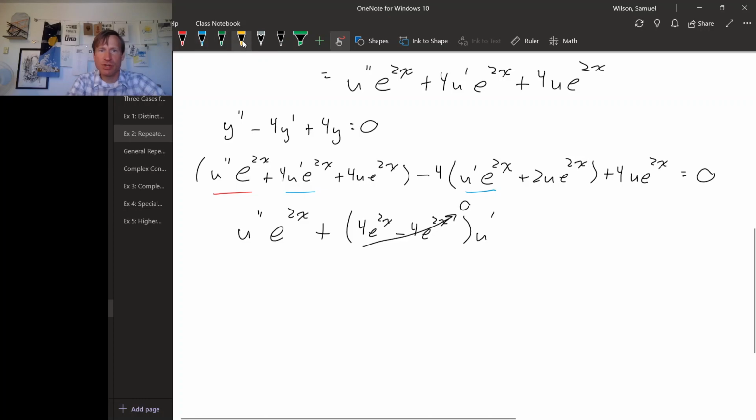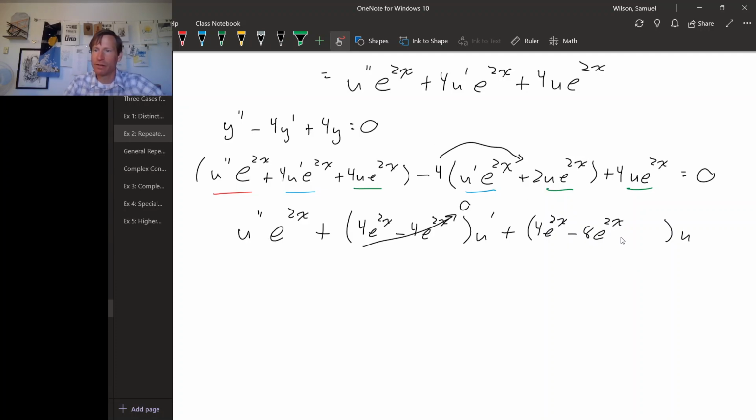And then for our u terms, there are three of them. Remember, we're factoring out u. We get 4e to the 2x minus 8e to the 2x, don't forget to distribute that 4, plus 4e to the 2x equals 0. And the stuff in parentheses all adds up to 0. Remember, that isn't a coincidence.